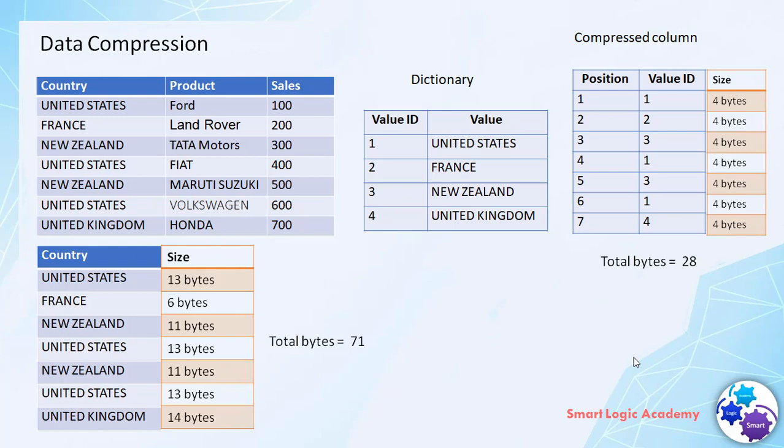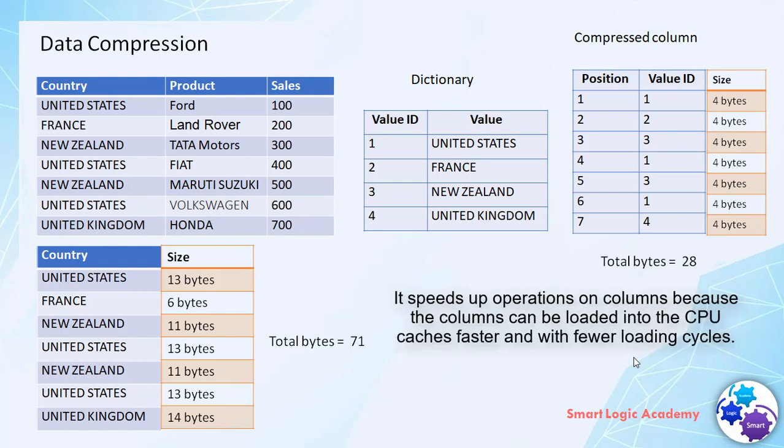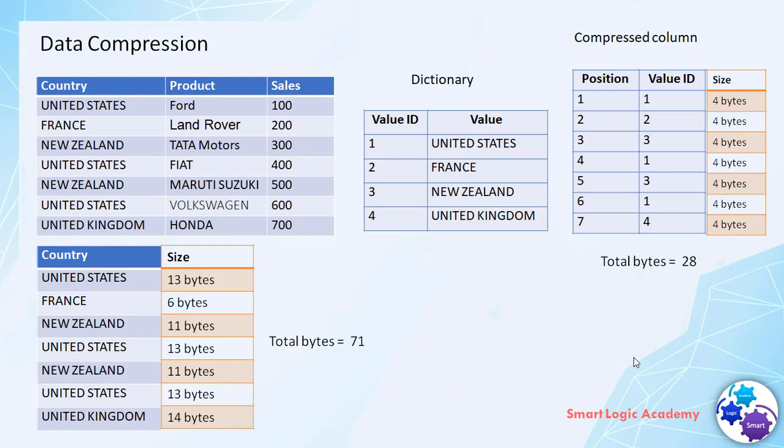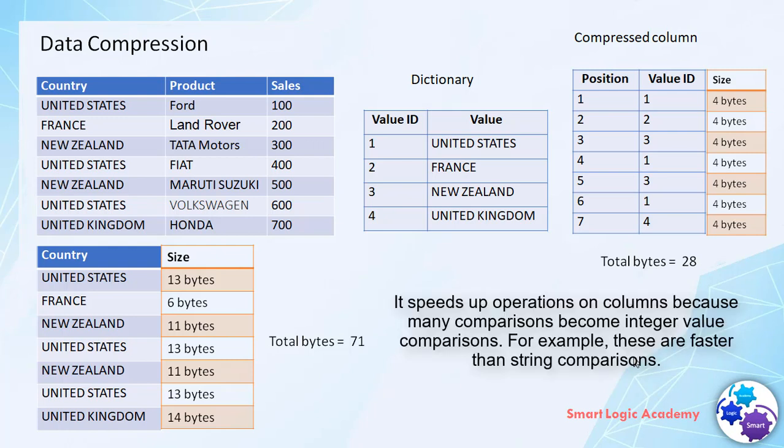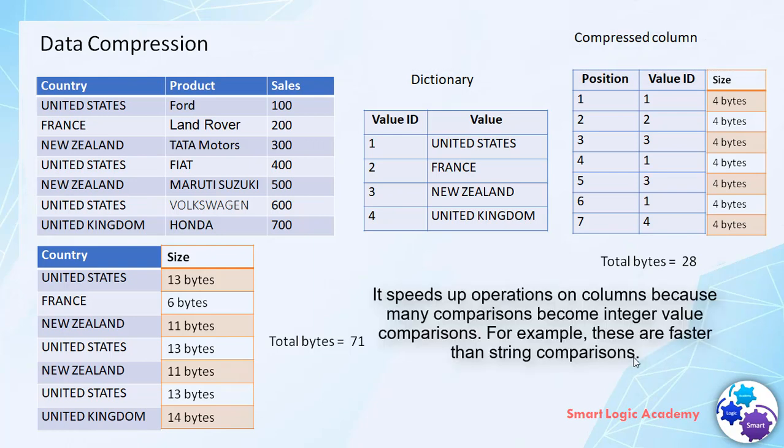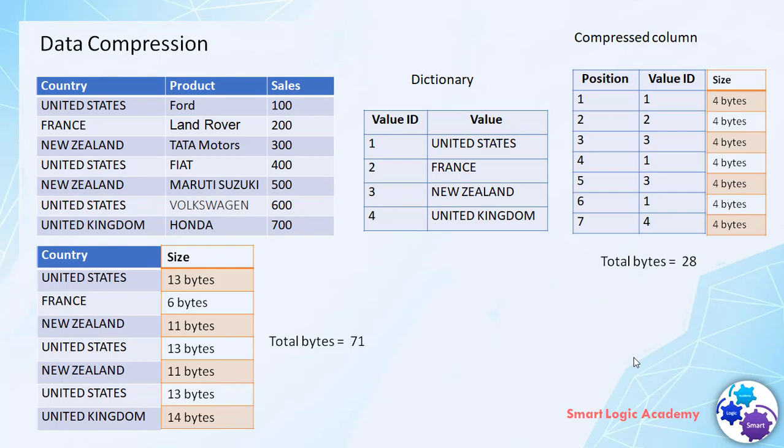Data compression in SAP HANA benefits us in three different ways. First, it reduces the amount of memory required. Second, it speeds up the operation on columns because the columns can be loaded into the CPU cache faster and with fewer loading cycles. The third benefit is it speeds up the operation on columns because many comparisons become integer value comparisons, since these are faster than string comparisons. So this is how we benefit from data compression in SAP HANA.